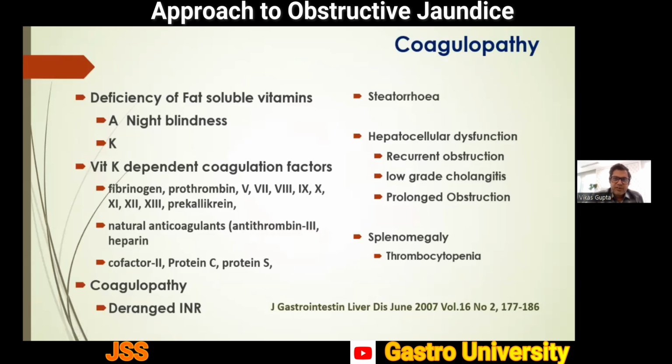Second important element is the coagulopathy associated with jaundice, because bile is not reaching the intestine, and bile has an important function in absorption of fats.